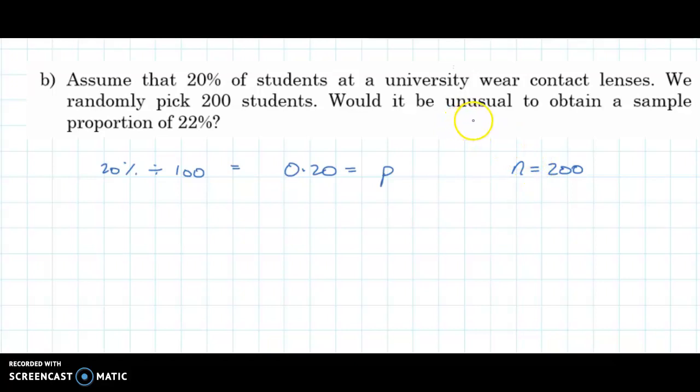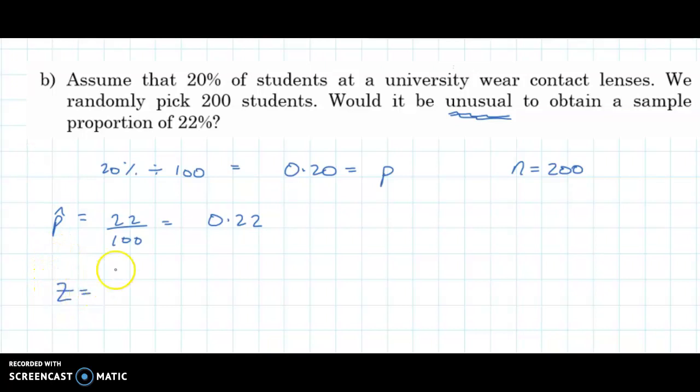Would it be unusual to obtain a sample proportion of 22%? Now let's call the sample proportion P hat. P hat is equal to 22 divided by 100, and that gives us 0.22. Now, would it be unusual? Well, we have to do a stat test here. What we need to do now is get a Z score, right?